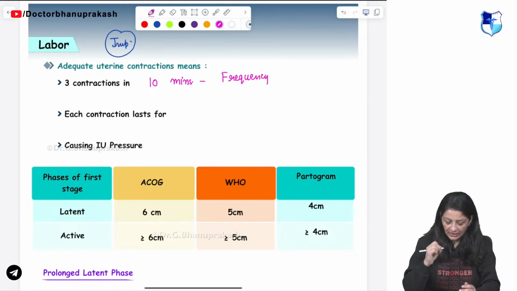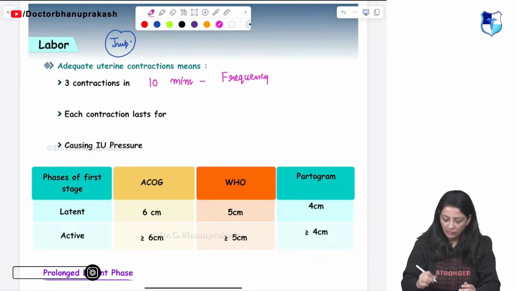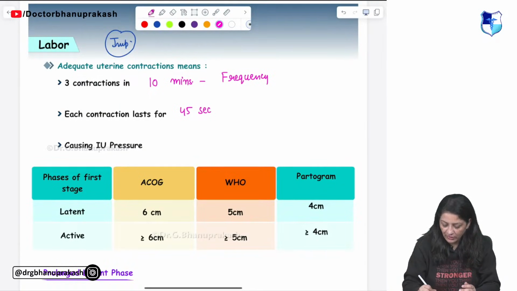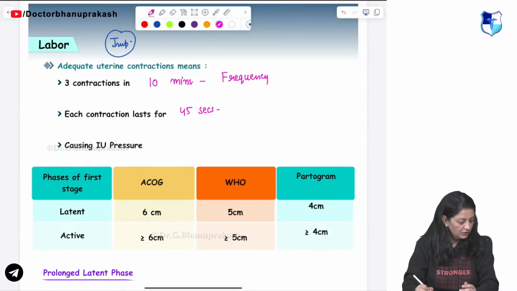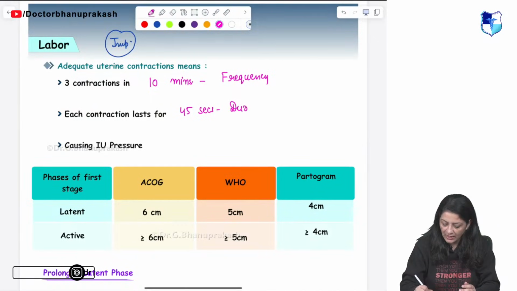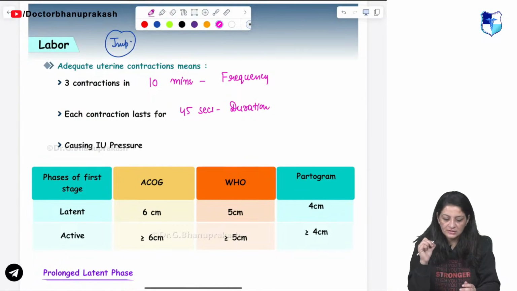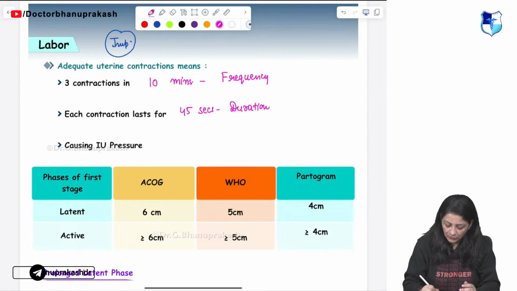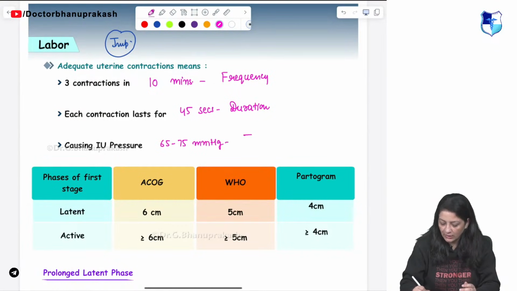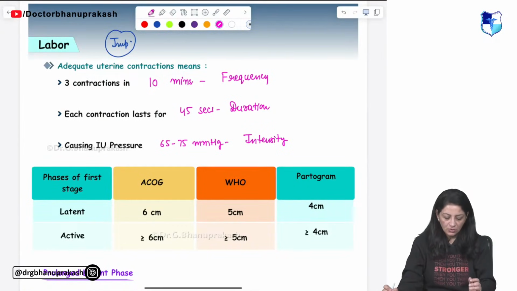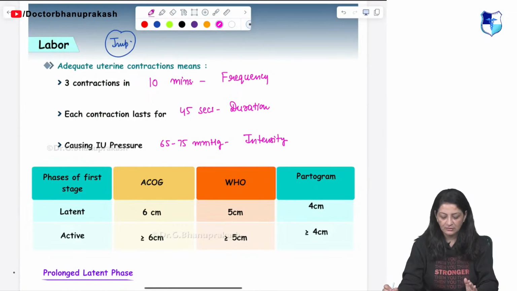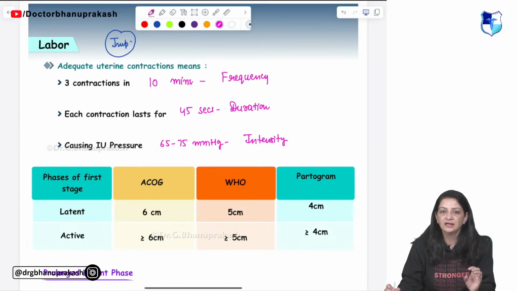Each contraction lasts for 45 seconds. This is called duration. Causing intrauterine pressure up to 65 to 75 mm of Hg. This is called intensity. So adequate uterine contractions means adequate frequency, duration and intensity.